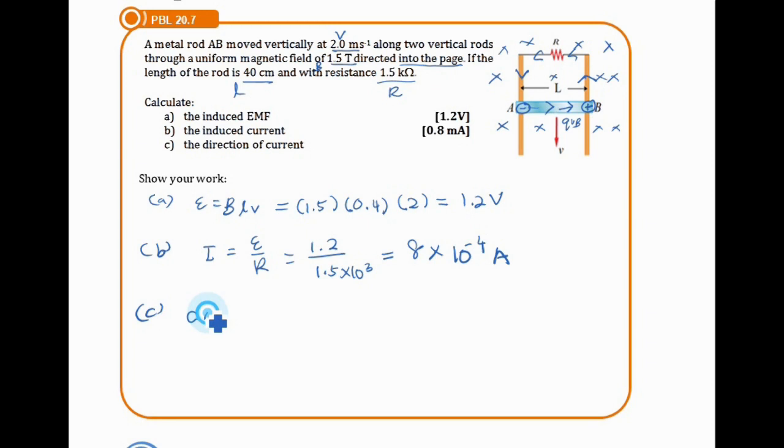Counterclockwise. So direction of current, what is it? Counterclockwise.